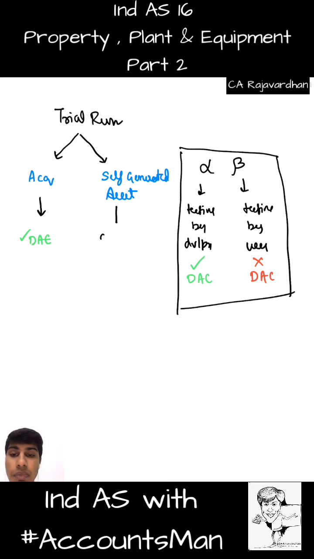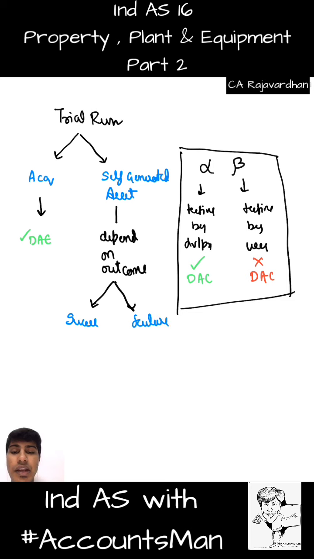It depends upon the outcome. We need to see what exactly is the result. The result can be success or the result can be failure. If the result is a success, then we'll stop the development of that asset. There is no more research and development. The asset is ready for use. Then it is part of our directly attributable expenses.